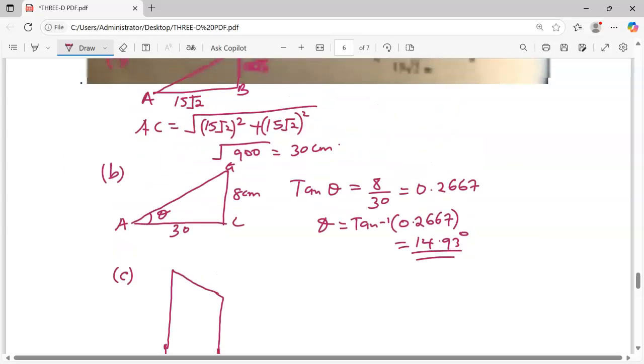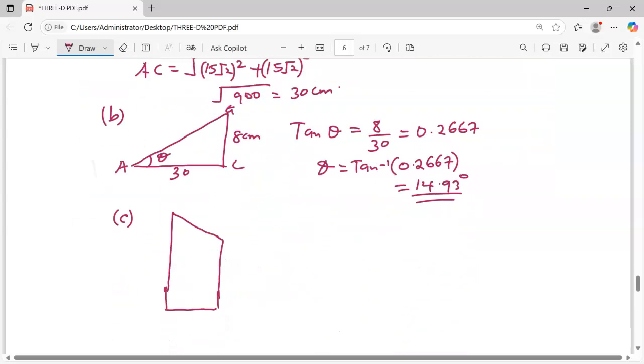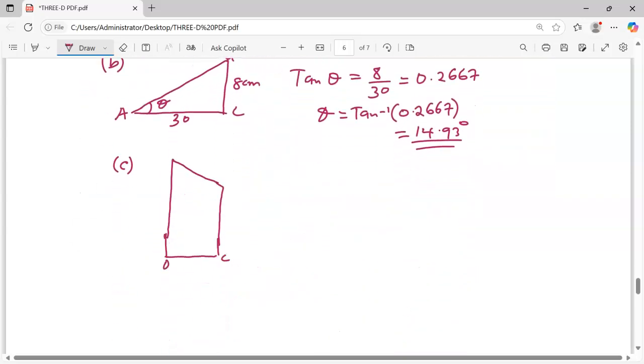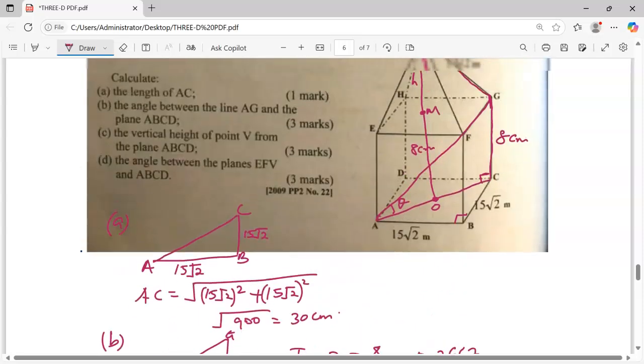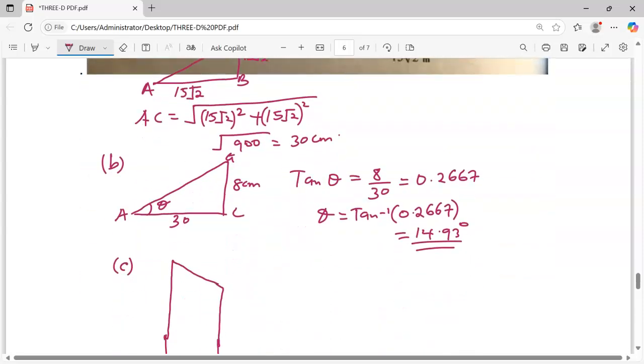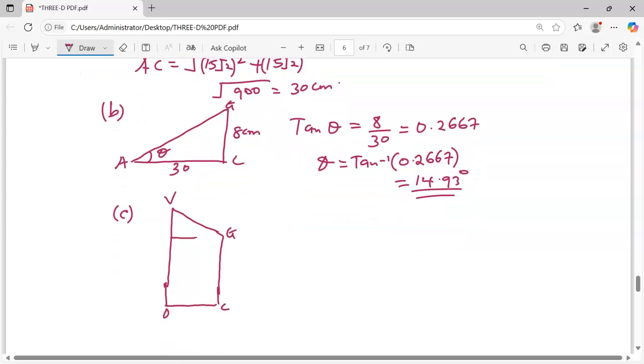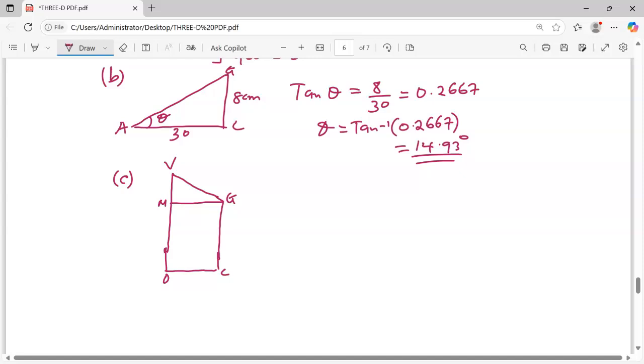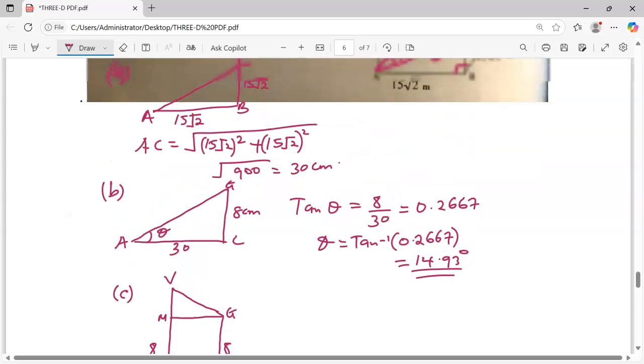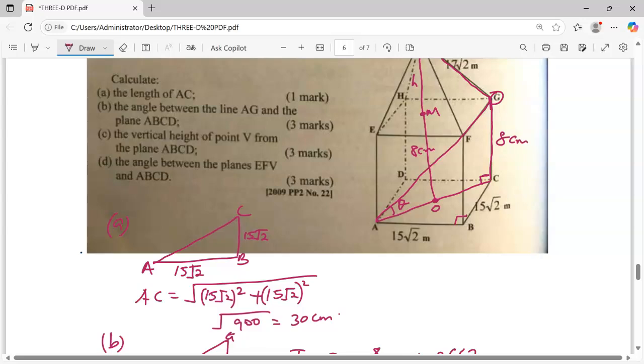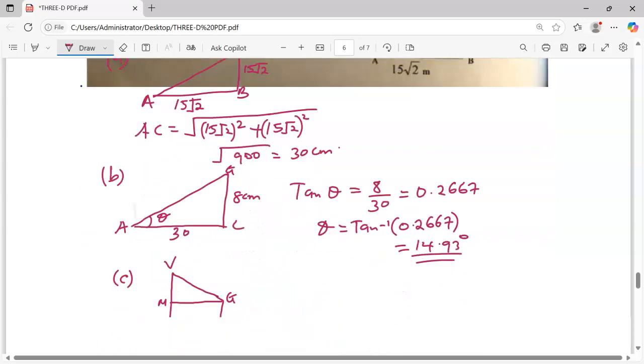So this shape is going to be named as follows. We have O here, C at this point, and a point G here. We have G here, V, and a point M at this particular point. So what we need is MV, since we have OM as 8 centimeters. CG is also 8 centimeters. And since OC is half of AC, this one is going to be half of that, which is 15 centimeters.